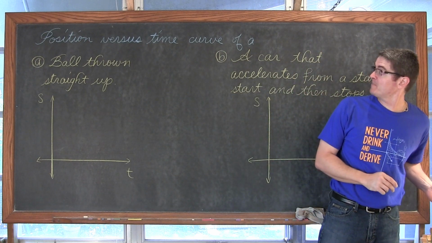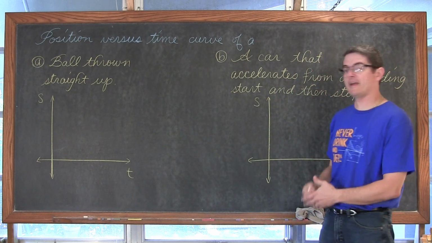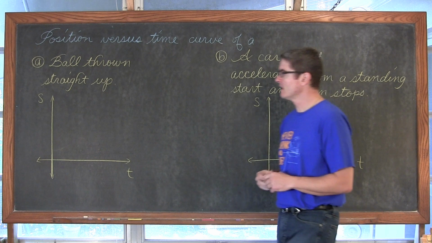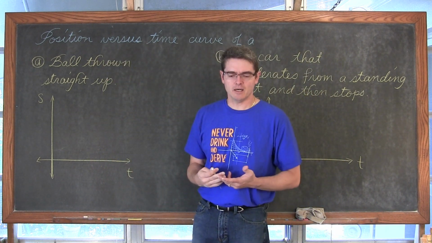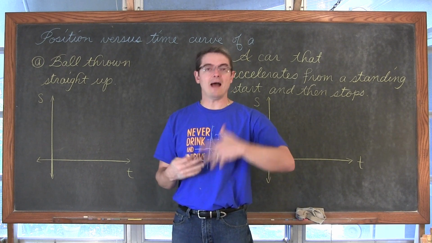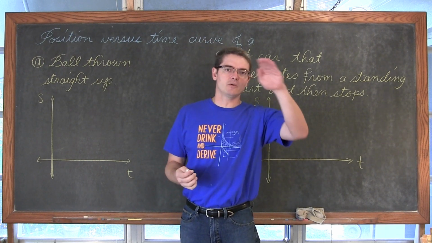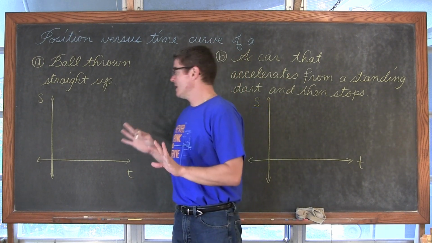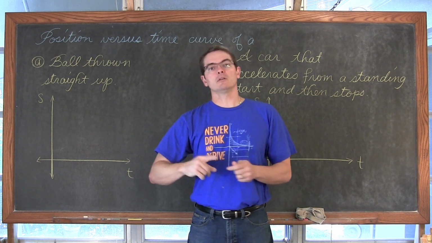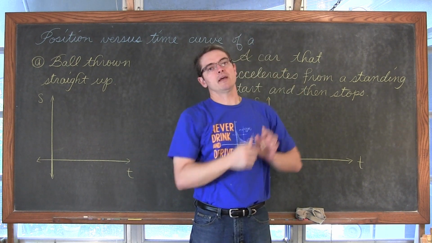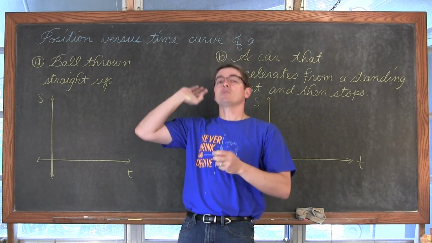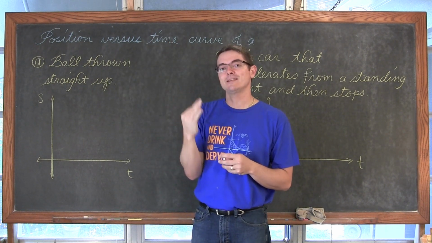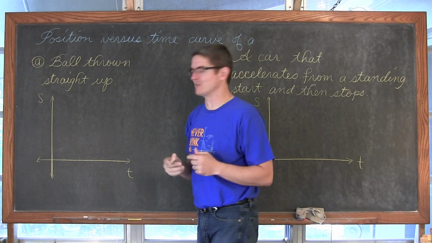Position versus time curve of a ball thrown straight up. Now, objects when thrown without any sort of power behind them generally follow a parabolic curve. I'm not throwing something like a football, at an angle, trying to have someone catch it downfield. I'm throwing it straight up. We are talking about rectilinear motion, okay?